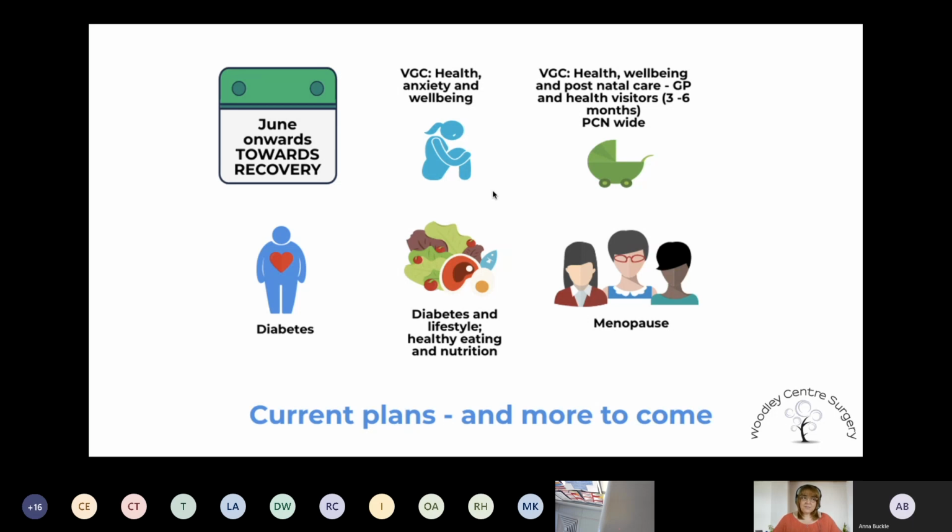So they'll carry on working with diabetes. They're looking at general health, anxiety and well-being. As I said before, they've been asked to look at the 3 to 6 month age range of babies, and that's across their PCN still. General healthy eating and lifestyle, and also menopause, and they're thinking all the time of new topics to cover based on the needs of their patient population. So hopefully that's given you a feel for how that might look for you, and started you thinking about how you might be able to work in this way.